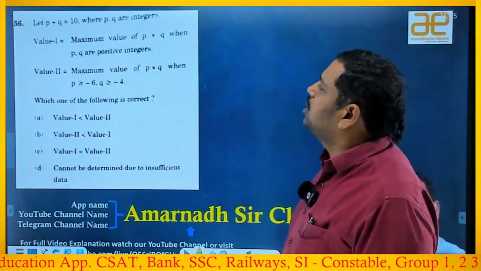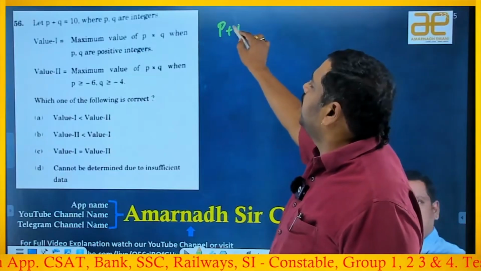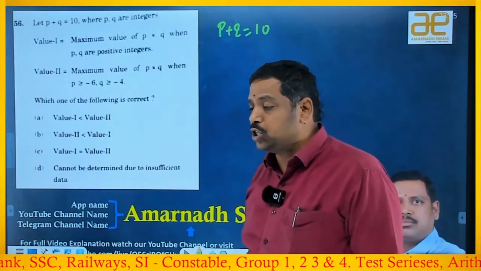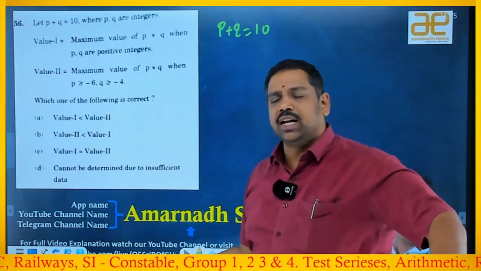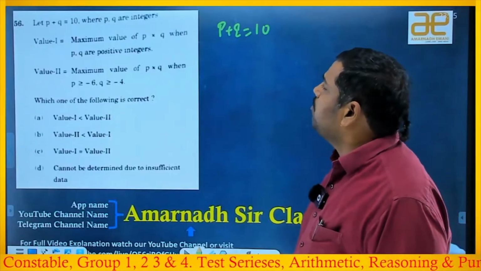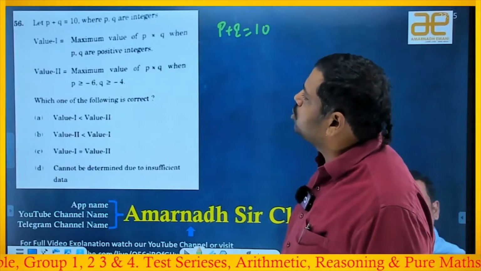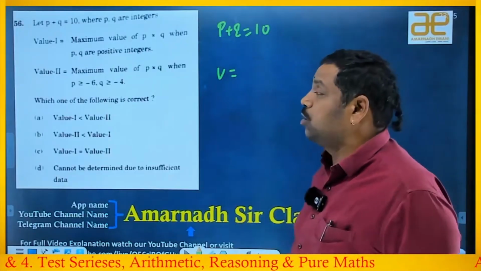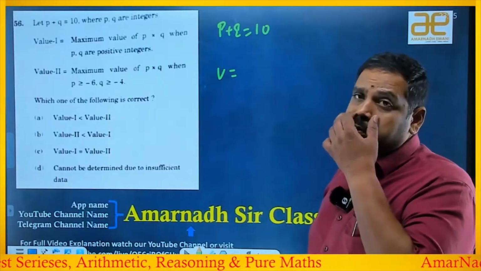P plus Q is equal to 10, where P and Q are integers. Observe that integers, not specifying that positive, negative, 0. Okay, it can be 0, it can be positive, it can be negative also. Value 1: minimum value of P into Q when P and Q are positive integers. Okay, so value 1 is the maximum value, not minimum value. But P and Q are positive.